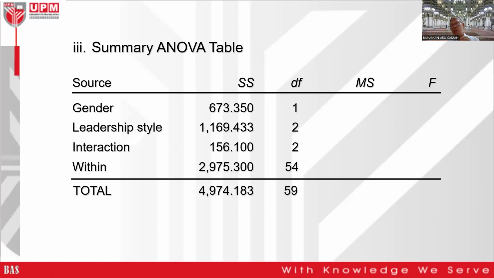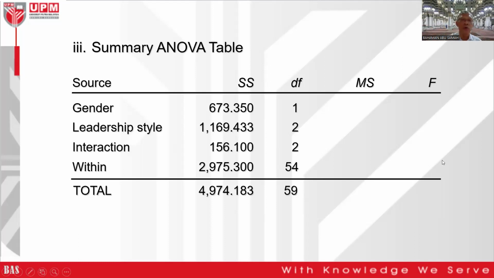You can use the formula n minus 1, or degree of freedom for factor 1 plus degree of freedom for factor 2 plus degree of freedom for interaction plus degree of freedom for within. That also amounts to the degree of freedom for total. Okay, once we have the two columns, sum of squares and degrees of freedom, then easily with our calculator, we should be able to calculate the mean square.